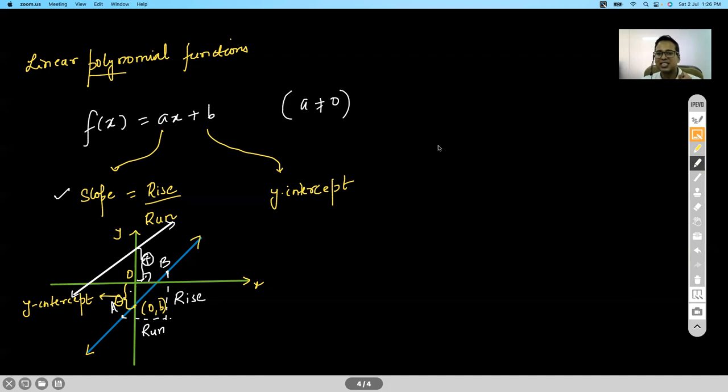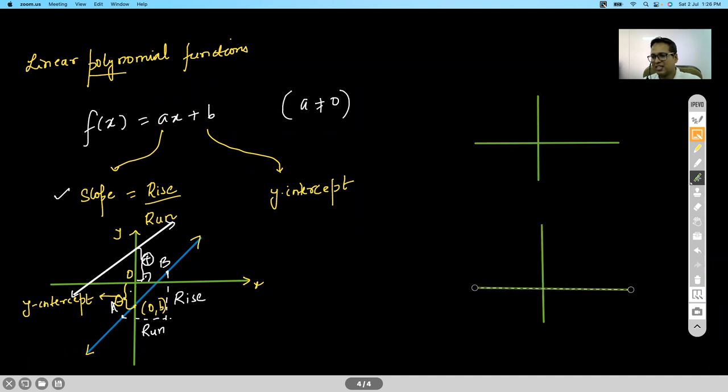Acha, one more thing. Many people ask me, sir, can I have A infinitely big? If your slope is infinitely big, please understand, in that case, your line will become a vertical line. So let me just show you two situations over here. If your A is zero, your line is going to be a horizontal line. So this is when your A is zero.